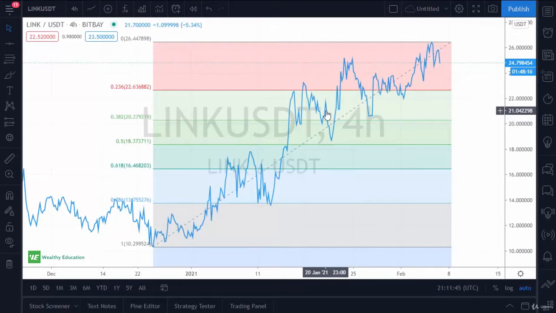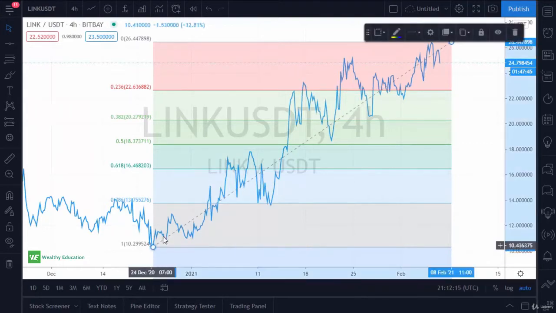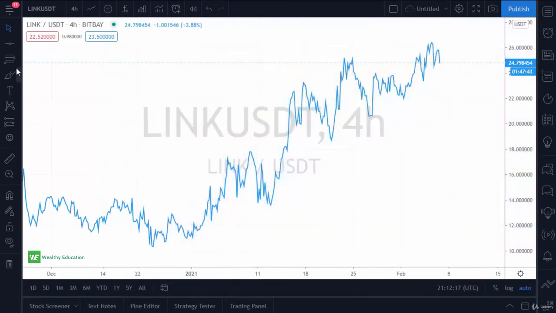There's something called the golden ratio, and that is 1.618, or sometimes it's written out as 61.8%, 161.8%, and this is a ratio that shows up time and time again in nature. Really, at the end of the day, what you're looking for is repeatable patterns, right? So let me go ahead and show you how this is used.